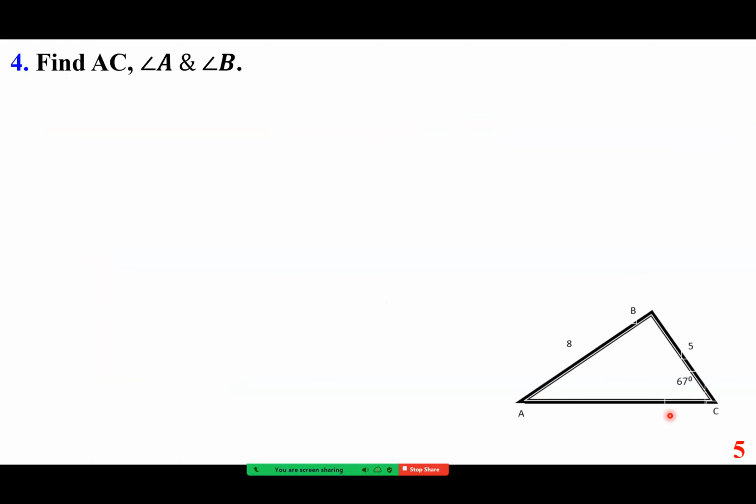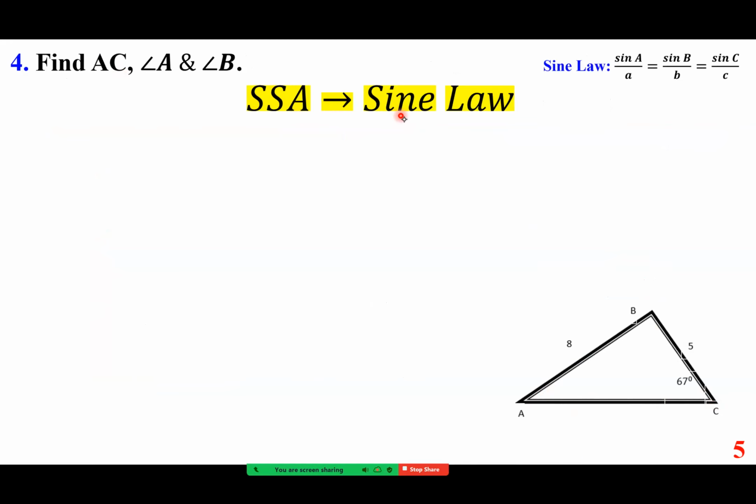Here's the setting. We want to find AC, angle A, angle B. We have SSA, so the sine law is in order. SSA, side side angle, therefore sine law, which is sine A over a, sine B over b, sine C over c, they're all equal.